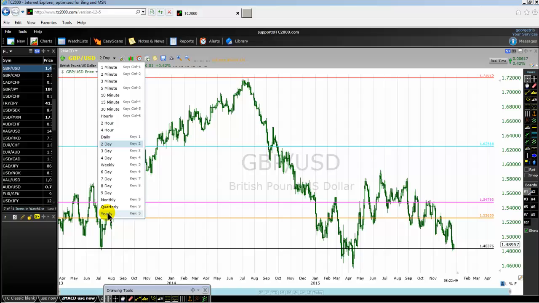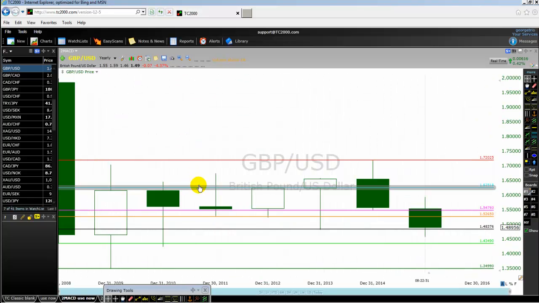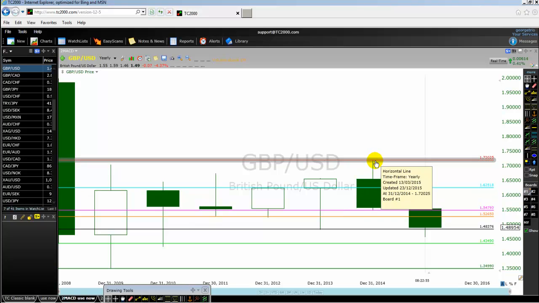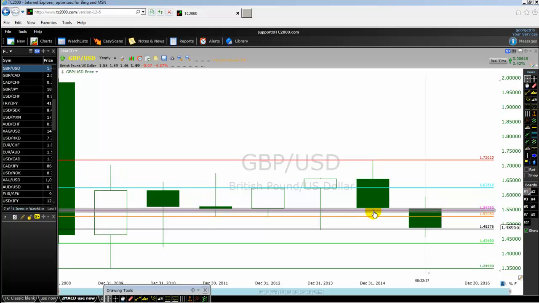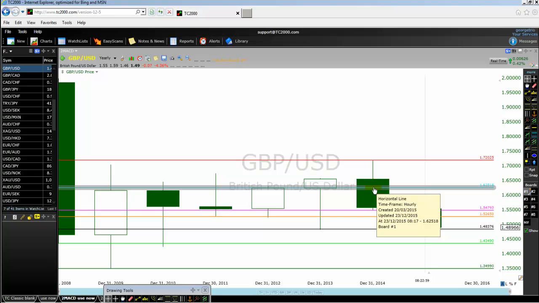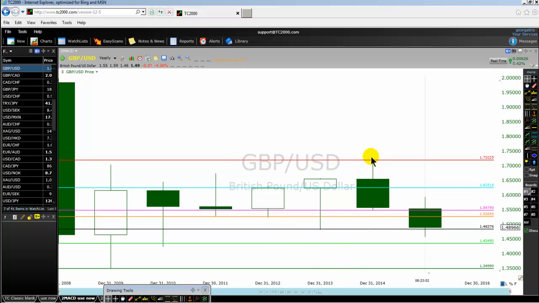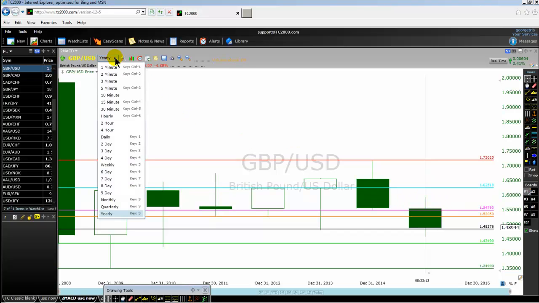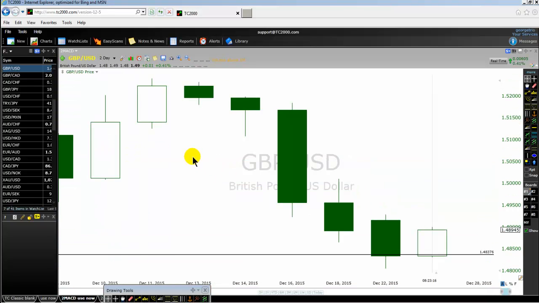Let's go back again to the yearly chart. We are looking at the pound-dollar currency pair, and I have highlighted the high, the low, and the median line of 2014. So the red line, the turquoise line, and the pink line. This year, 2015, the price came near the pink line. Once again, let's go to the 2 days chart and see the reaction of the price around the pink line.